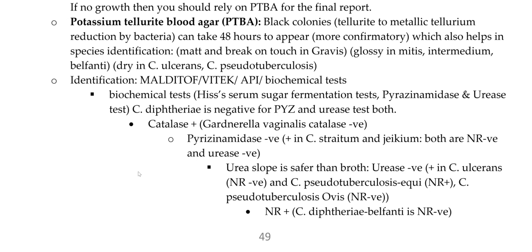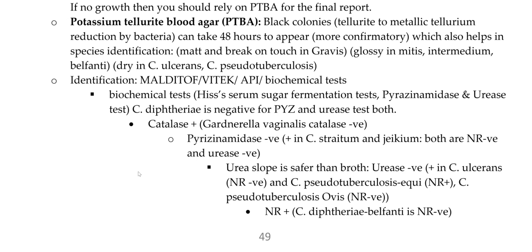The urease test is negative in Corynebacterium diphtheriae. So you have also ruled out the other two bacteria which are toxigenic and cause a similar presentation, that is ulcerans and pseudotuberculosis. So you do the catalase test, which is positive. You do the pyrazinamidase test, which is negative, and the urease test negative. So that ultimately gives you Corynebacterium diphtheriae.